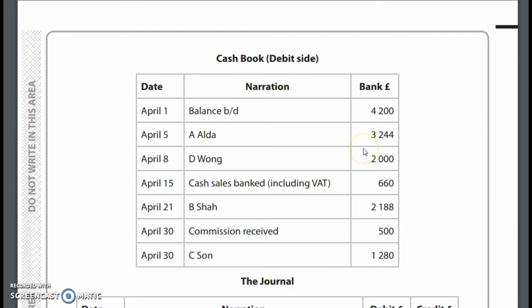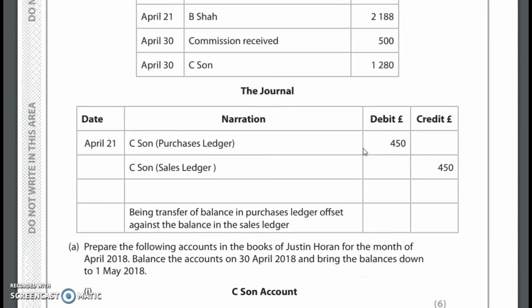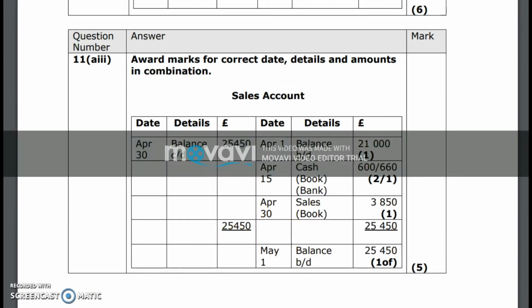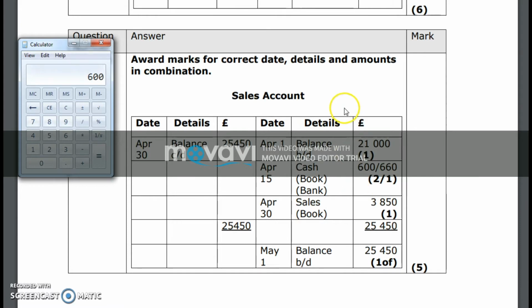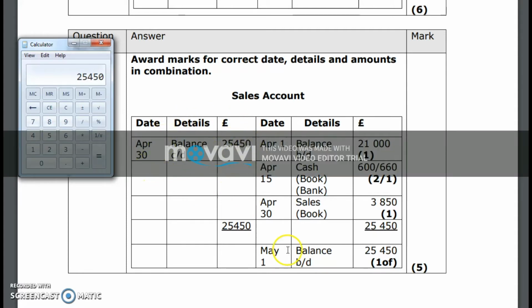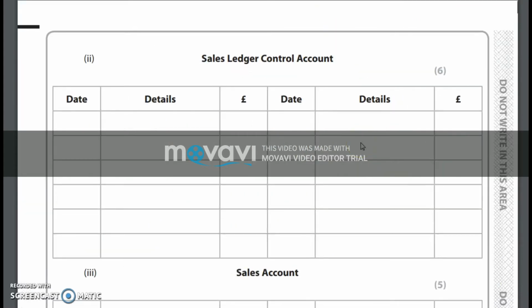After entering all of this, we do not have further sales related transactions, so we've got to balance it off. As you could see, we only have information on the credit side, so therefore simply the total of the credit side will be the balance carried down. So you will be getting 25,450 as the balance carried down on the debit side, and that will become the balance brought down to the next month on the credit side. So that's the end of part 2 of this question.